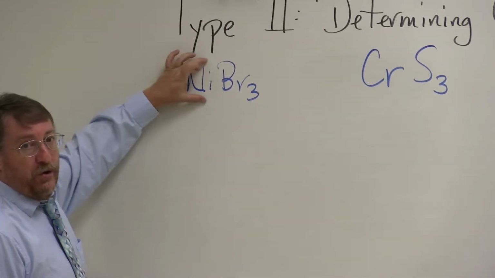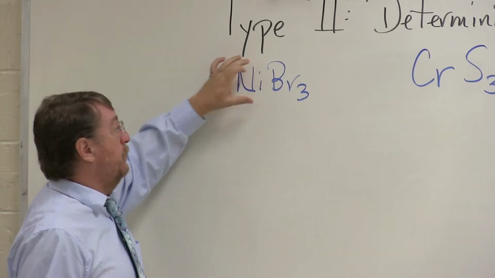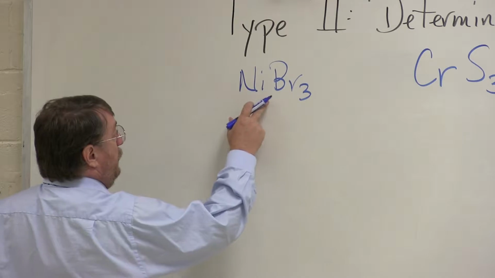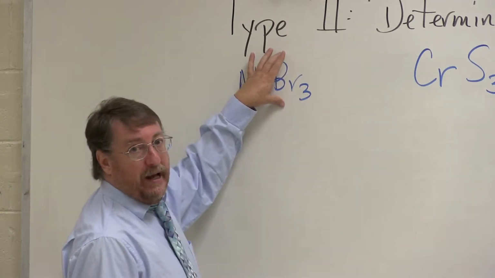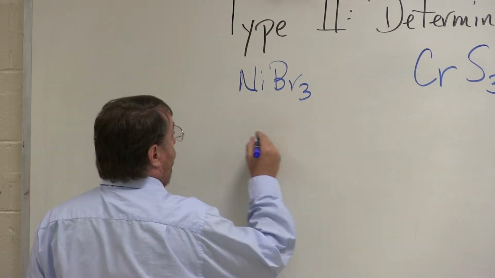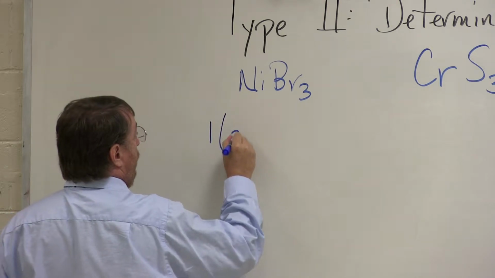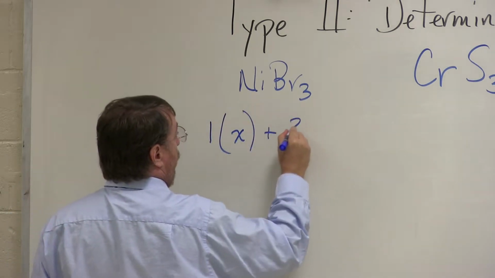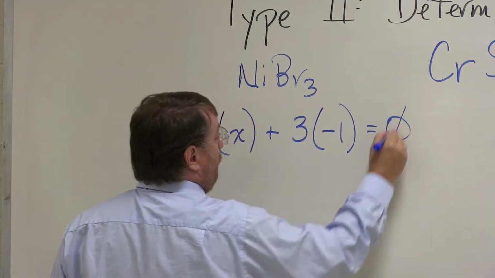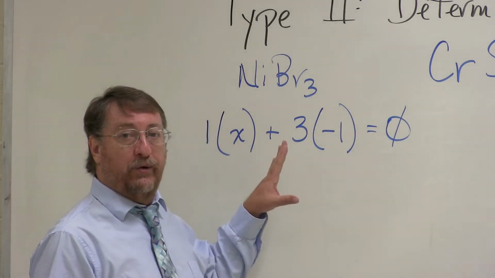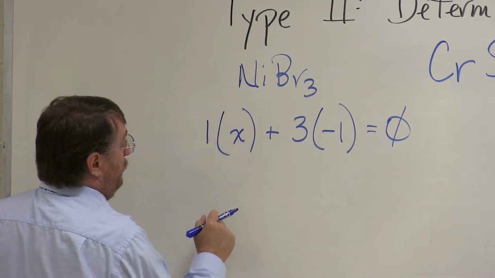NiBr3, we want to determine the charge on the nickel because nickel is a type 2 metal. Type 2 metal, we need that charge. So what we're going to do here is take the one we know. We know the bromine is a -1 charge. So I'm going to set up a little relationship. I have one nickel with an unknown charge plus 3 bromines with a -1 charge. Those have to add up to equal 0. Compounds are neutral. So we're going to take advantage of the neutral to determine the unknown charge on the nickel.